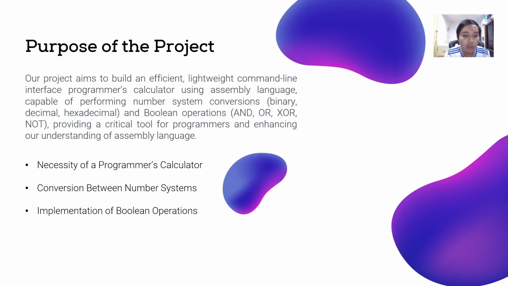The last point is implementation of Boolean operations. The implementation of Boolean operations in our programmer's calculator requires creating functions or algorithms that can perform logical calculations such as AND operation, OR operation, XOR operation, and NOT operation. For instance, implementing the AND operation involves comparing the corresponding bits of two binary numbers and setting the result to one only if both input bits are 1.